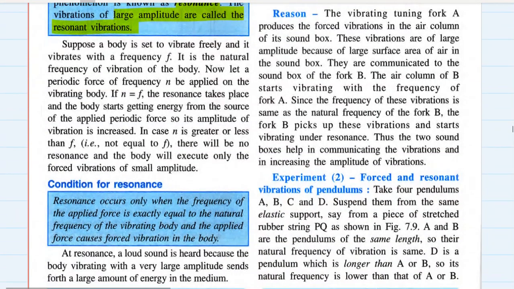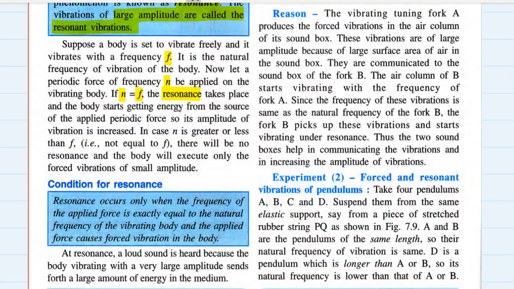ठीक है, इसका एक example दिया है उन लोगों ने. Suppose a body is set to vibrate freely and it vibrates with a frequency f. It is the natural frequency of the vibration of the body. Now let a periodic force of frequency n be applied on this vibrating body so that this periodic force will allow the body to vibrate with the same frequency for infinite time. If the value of the frequency of this periodic force is equal to the value of the frequency of the natural vibrations of the body, then resonance takes place.